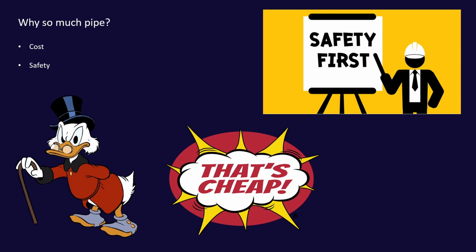Okay, so why are there so many pipes? There are two main reasons: cost and safety. The absolute safest and cheapest way to transport oil and gas is using pipelines. So you can make up your own mind which one is the most important and is driving the decision to use pipelines. But it doesn't really matter because it's safest and cheapest.